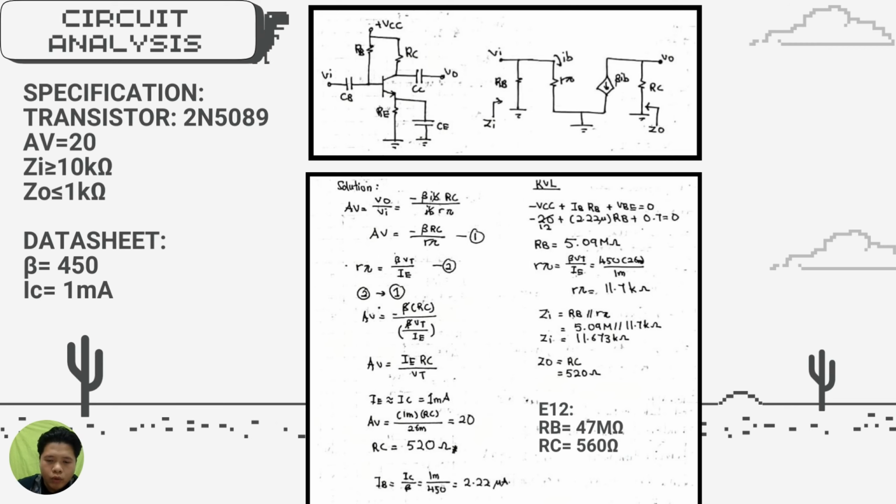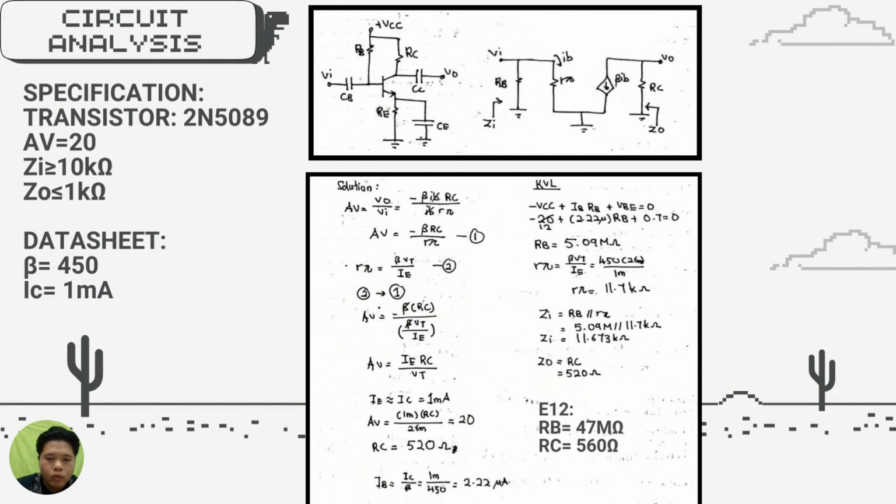Now we don't know R pi, but we can find it. R pi equals beta VT over IE. Beta is 450 from the datasheet, and VT is 26 milli over IE from the datasheet also. R pi is 11.7 kilo ohm. We parallel 5.09 mega with 11.7 kilo ohm, which is 11.673 kilo ohm. ZI meets the specification because the specification needs ZI greater than 10 kilo ohm.